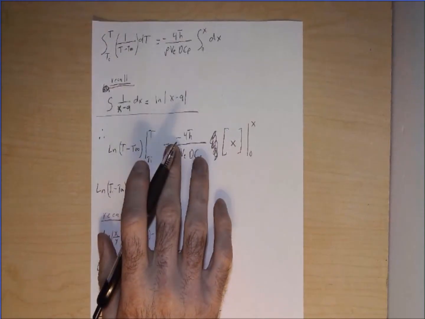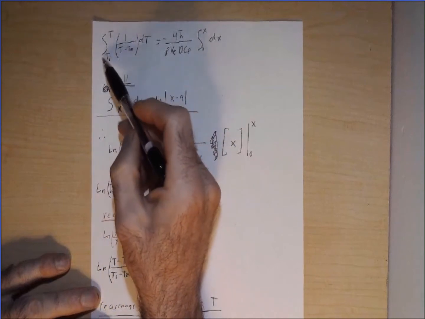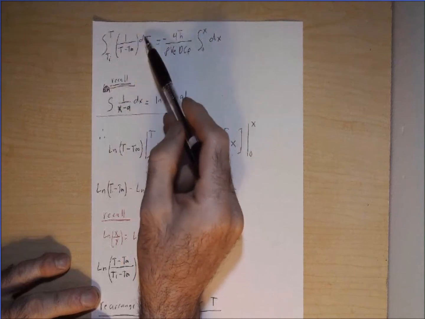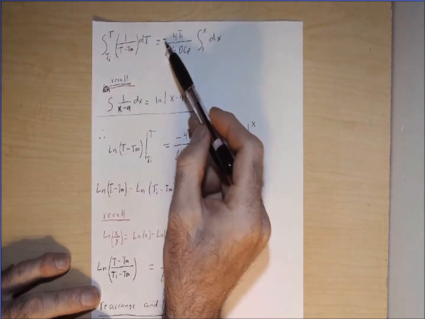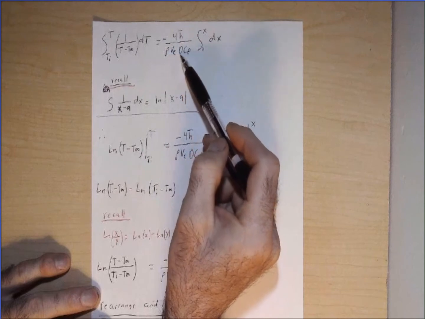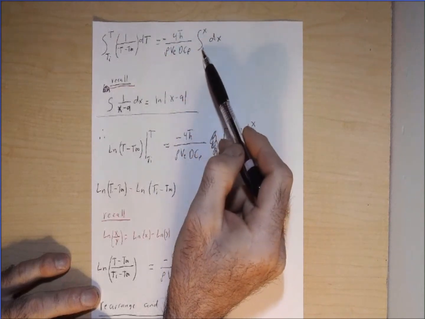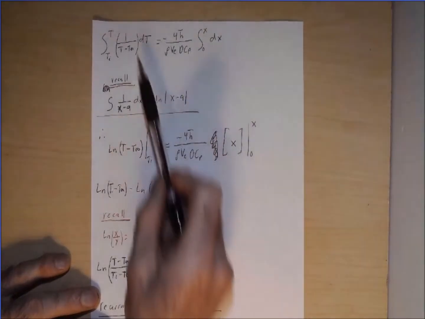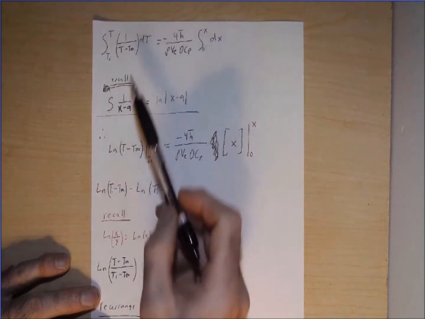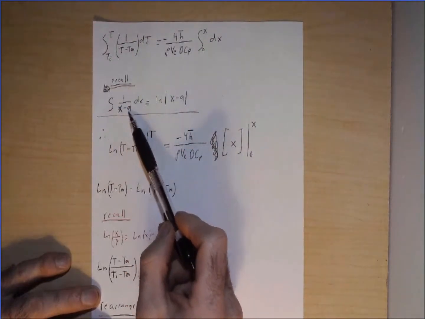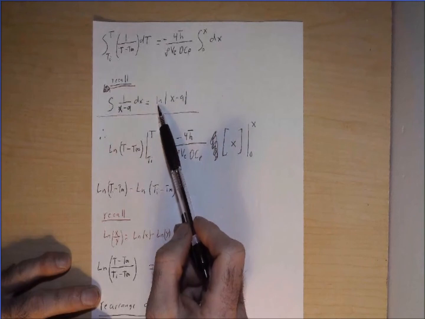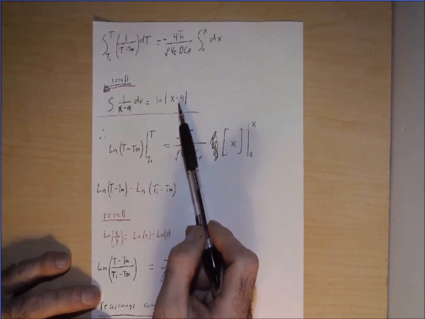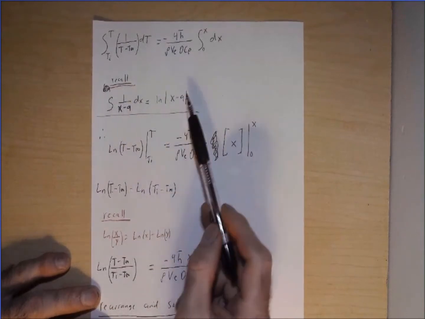Now that we have our integral set up, on the left side we have the integral from T_i to T of 1 over T minus T infinity times dT, equal to negative 4 h bar over rho V_E d C_p, where these are all constants pulled out front of the integral from 0 to x of dx. We can recall the general form, which is why we wanted to leave this as 1 over: the integral of 1 over x minus a dx is equal to the natural log of x minus a.